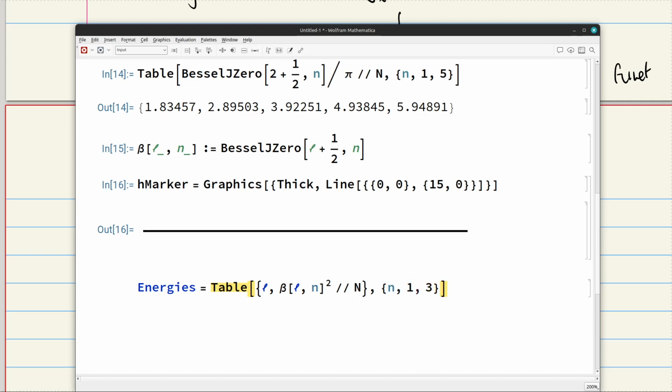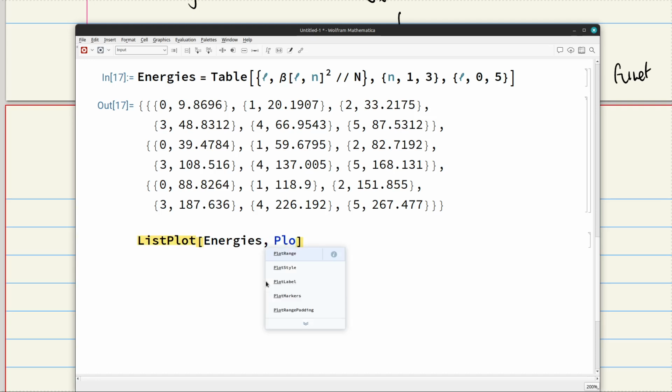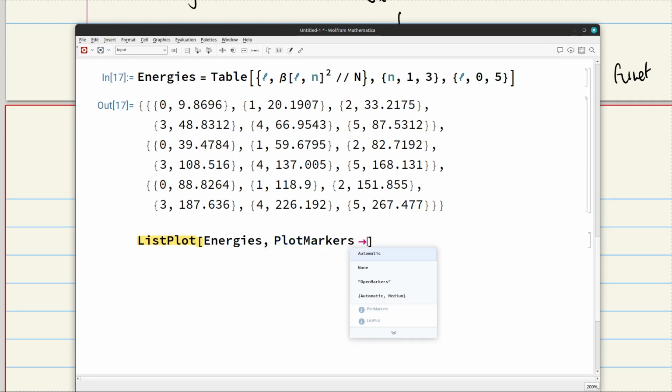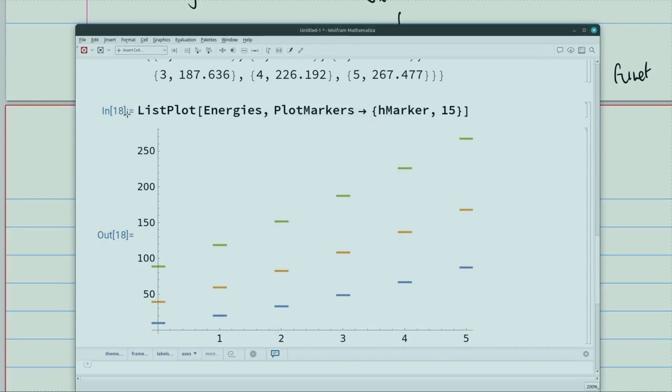First 3 zeros of first 5 Bessel functions. So these should be all numbers. Good. And right, these numbers do not make sense. Now I want to plot this. Let's plot energies. And for the energies, I use this thing I defined, plot markers, H marker, and I wanted to make it a little bit bigger here. So that's the result.